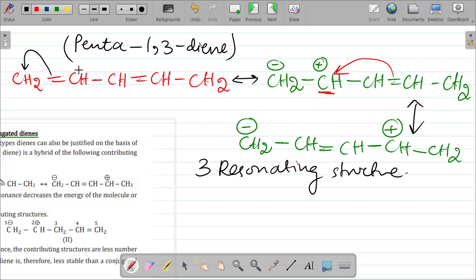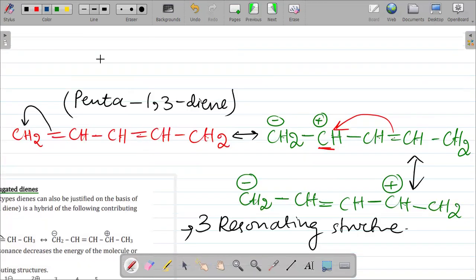After that, this is the example of a class of compound, the conjugated diene. This is the example of a conjugated diene.